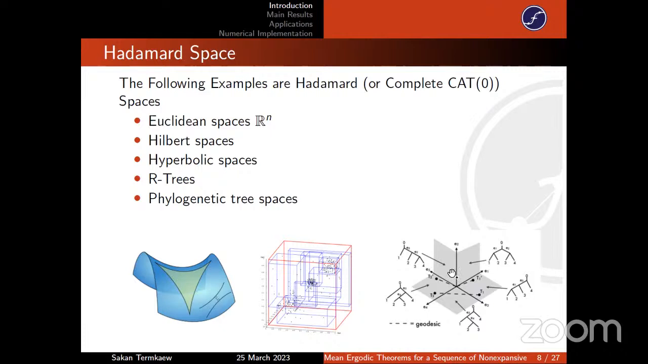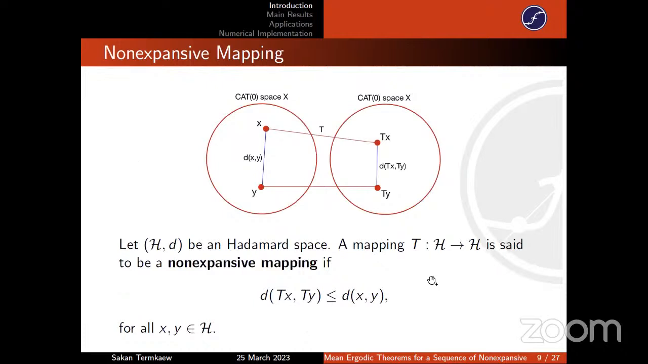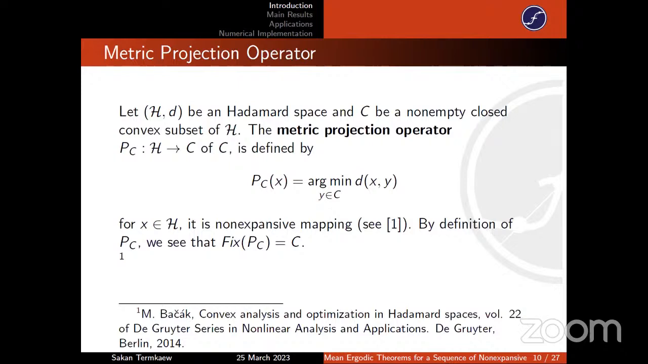Next, we will present the definition of a nonexpansive mapping. Let H be a Hadamard space. A mapping T from H to H is said to be a nonexpansive mapping if the distance between Tx and Ty is less than or equal to the distance between x and y, following this inequality. Next, we will give some examples of nonexpansive mappings on Hadamard spaces, which are an important tool for solving convex optimization problems.